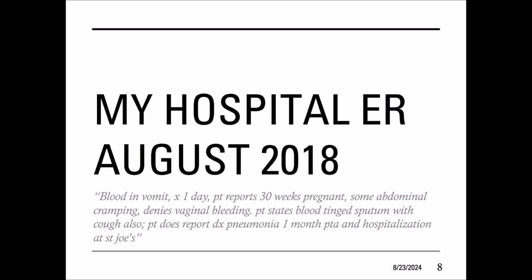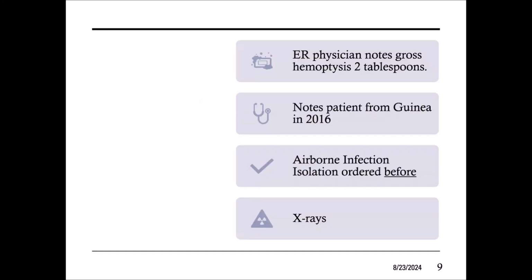This should start to raise some eyebrows and make you a little anxious when you're sitting in the triage in your busy, chaotic emergency room. The emergency room doctor, she was wide awake that day. She was really, really good. She heard the report that the patient had gross hemoptysis. The patient said she coughed up 2 tablespoonfuls of blood. The doctor noted the patient was originally from Africa, so she would be from a higher incidence country for tuberculosis.